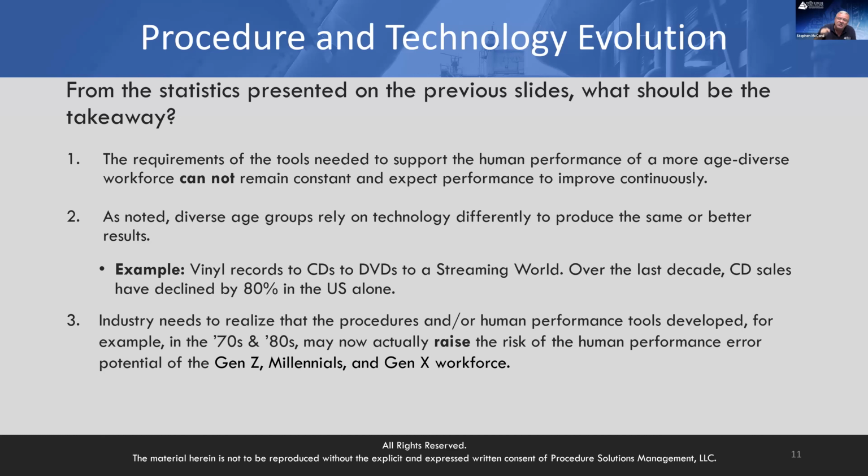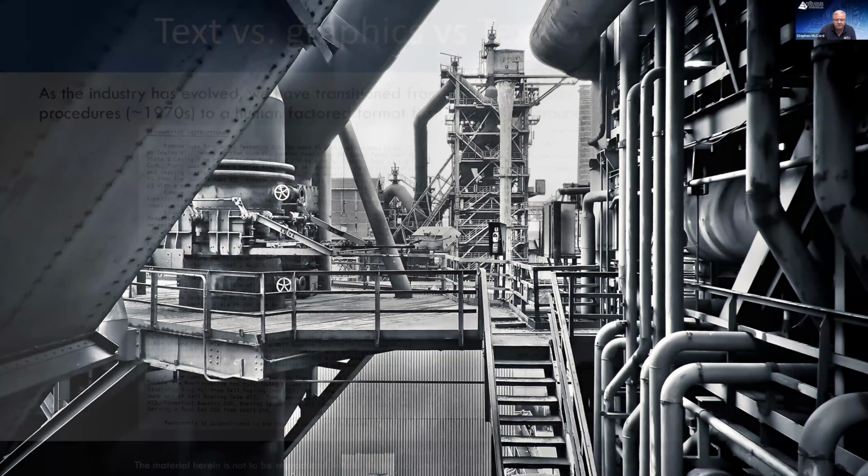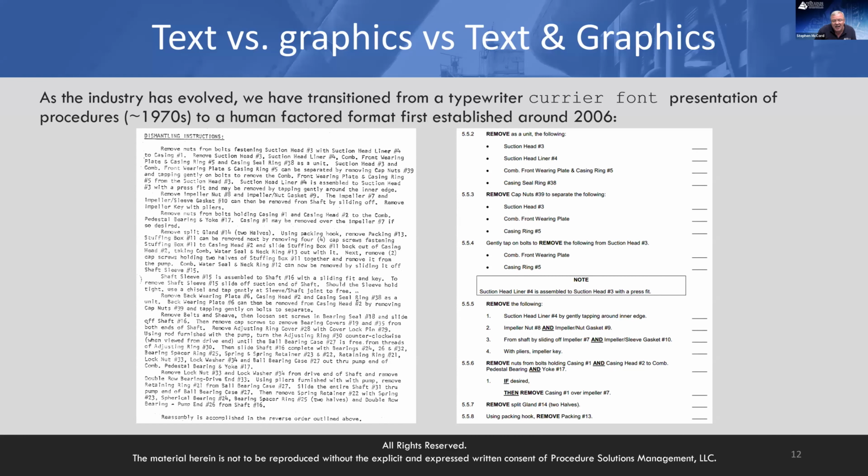The industry needs to realize that the procedures and the human performance tools developed, for example, in the 70s and 80s may now actually raise the risk of human performance error potential for the Generation Z, millennials, and Generation X workforce, right? As the industry has evolved, we have transitioned from a typewriter Courier type font, as you can see on the left, to the presentation of the procedures around 2006, what you see on the right. This is just a few steps taken from the one on the left.